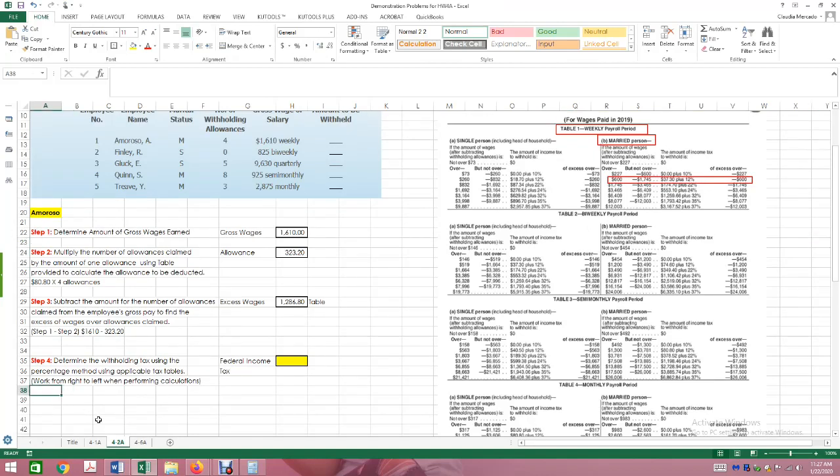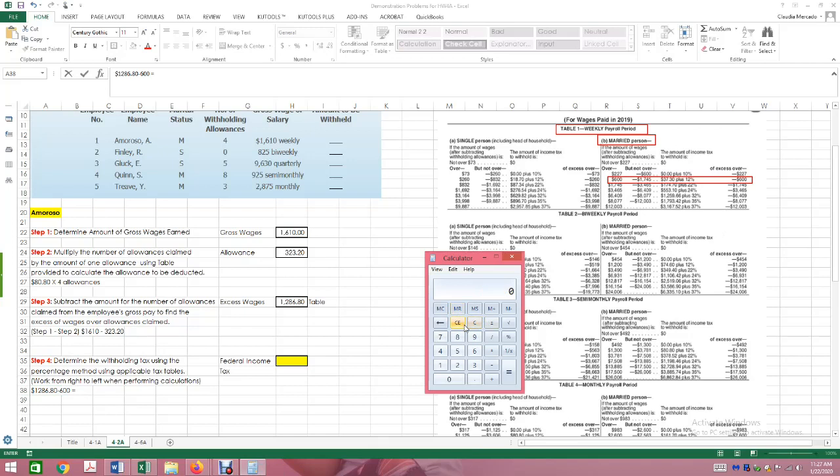Your starting point is going to be step 3. What did you get in step 3? Well, I've got 1286.80. And then you're going to subtract whatever number is given here, the excess amount. This is $600 here. So I'm going to subtract the $600, and let's see what that gives you. 1286.80 minus the $600 gives me $686.80.